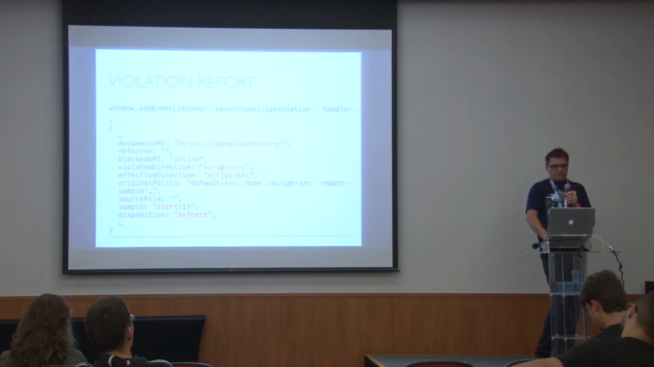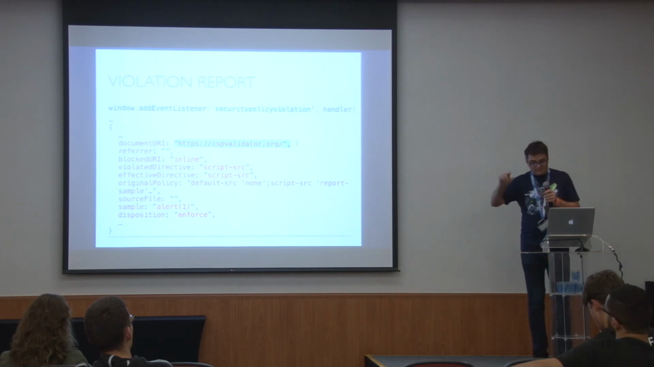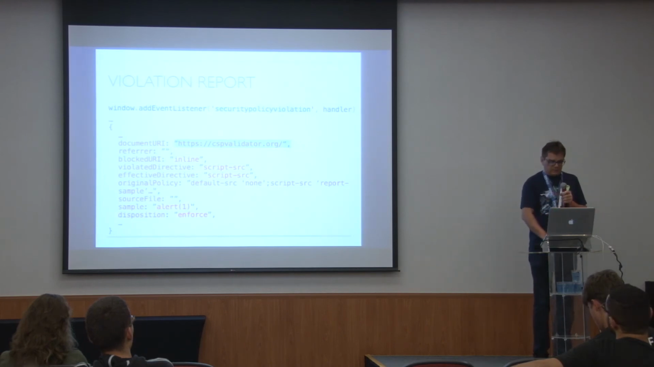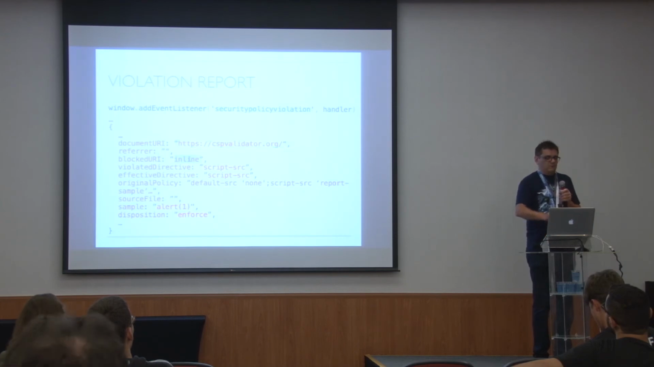So it's a JSON blob which says here, the report was generated at this origin while the web page was at this origin. This is an example. The referrer is empty, for example. What was blocked? An inline script, which is good. Which directive was violated? Script source. I don't remember what effective directive is.